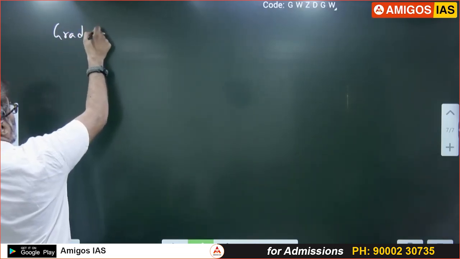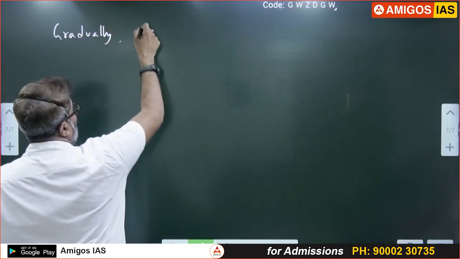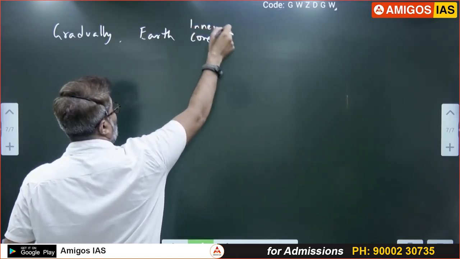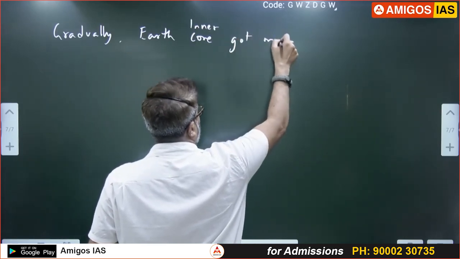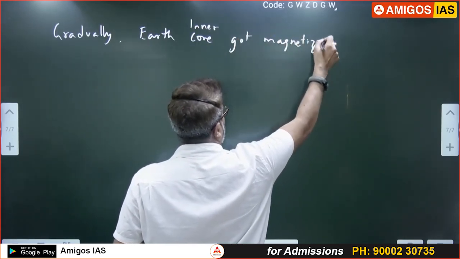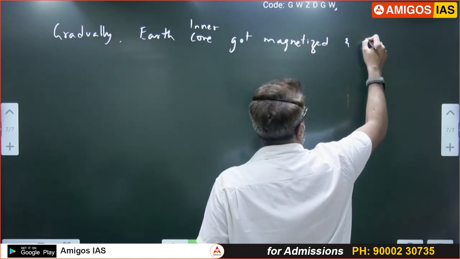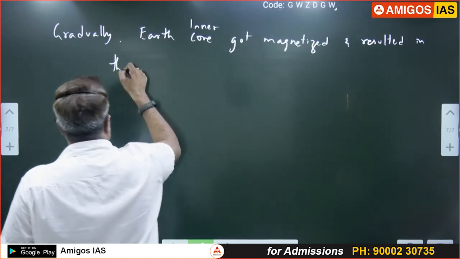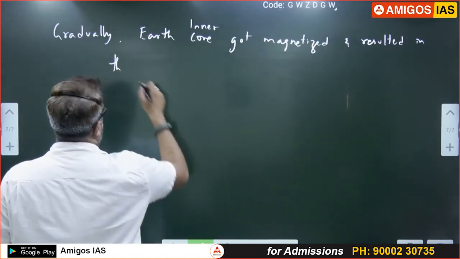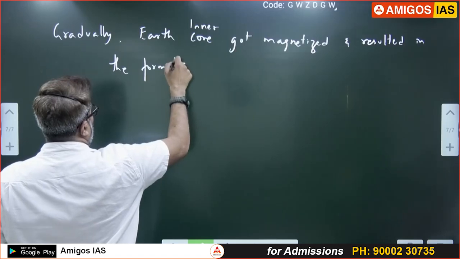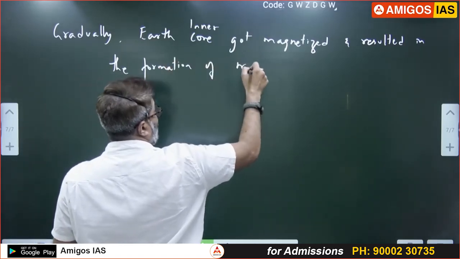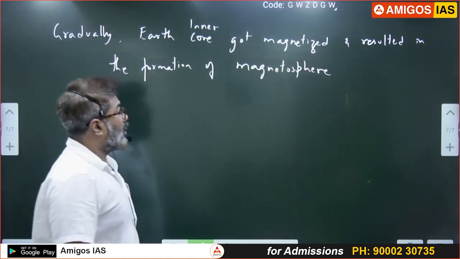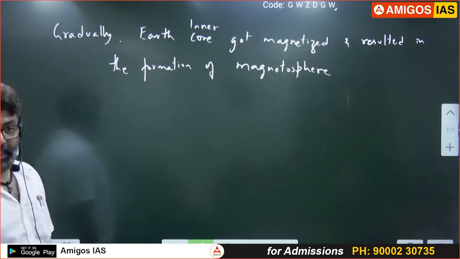Gradually, Earth's core, inner core, please write. Earth's inner core got magnetized and resulted in the formation of magnetosphere. Do you all remember? Magnetic field around the Earth. Gradually, Earth's inner core got magnetized.